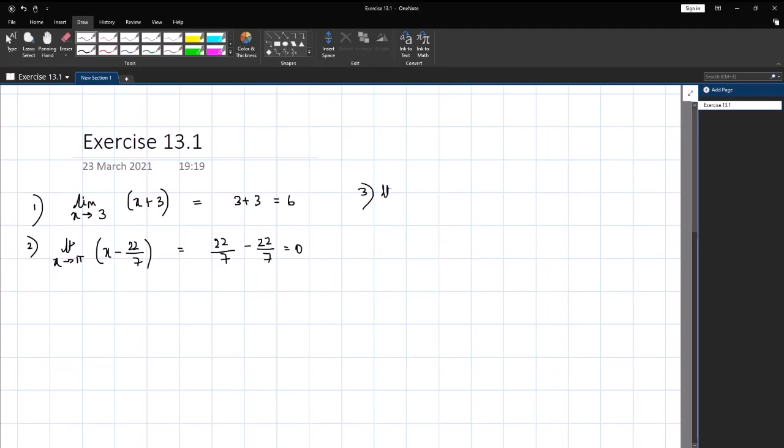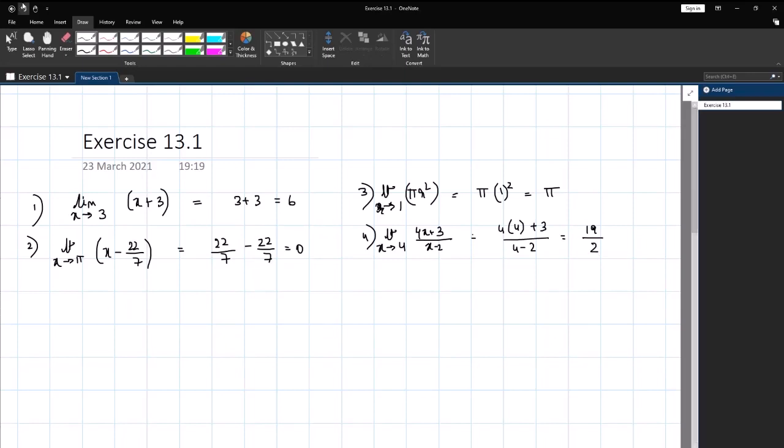Question number 3, limit r tends to 1, pi r square. Direct substitution is pi into 1 square, which is nothing but pi. Question number 4, limit x tends to 4 of 4x plus 3 divided by x minus 2. Direct substitution, 4 into 4 plus 3 divided by 4 minus 2, that is nothing but 19 by 2.